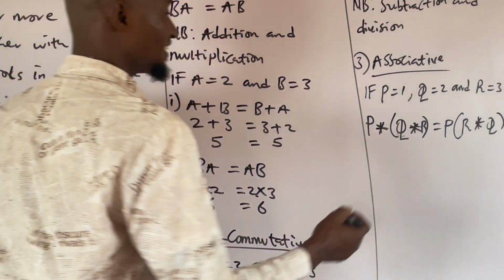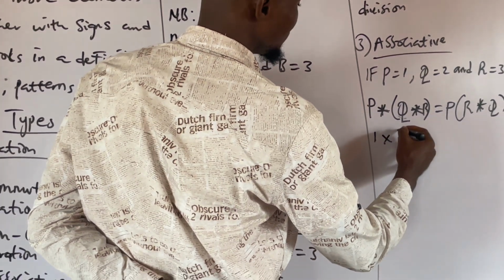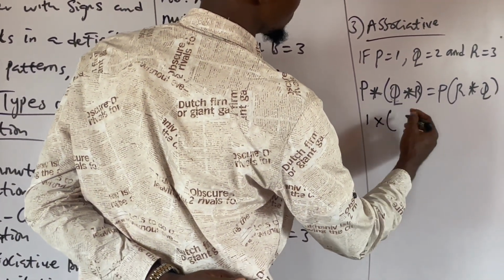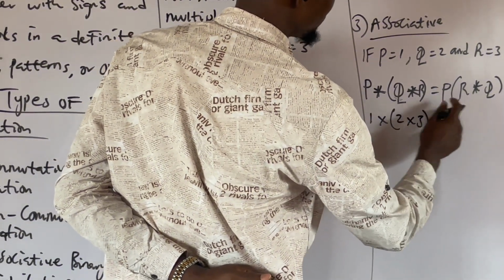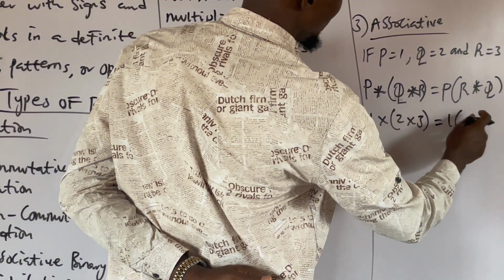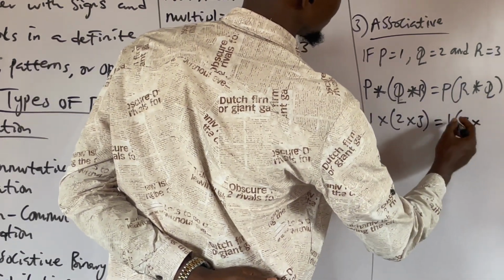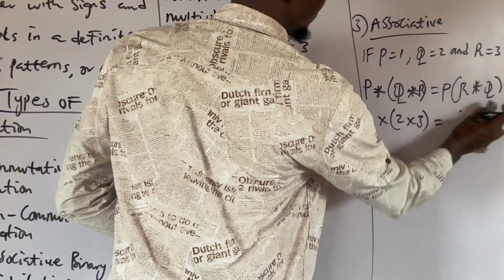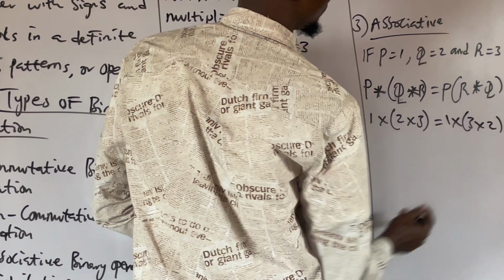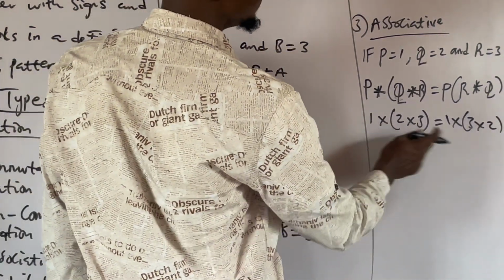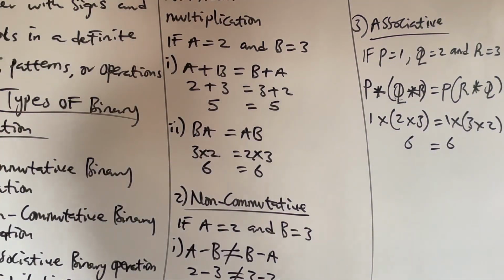So now, our P is 1 times bracket, our Q is 2 times our R is 3, equal to our P is 1 times bracket, our R is 3 times 2. Observe that this one will give you 6, and here will equally give you 6. This is associative.